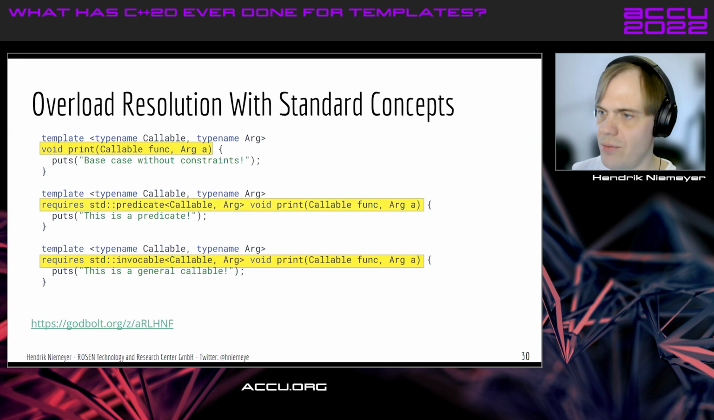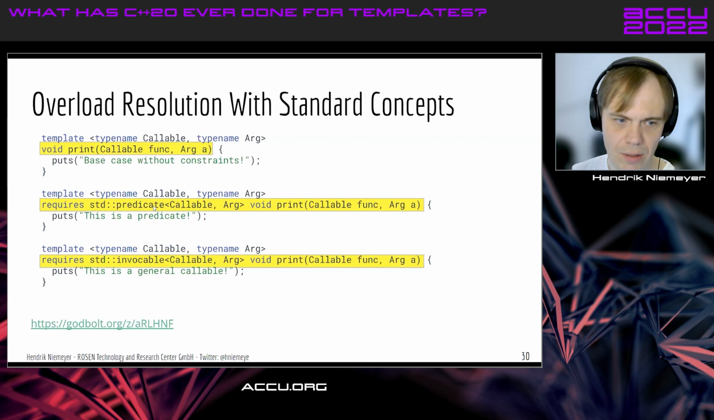And in the middle, we have a third overload, which checks whether this print function is a predicate. So this means that callable can be called with arg and it returns something like a bool. And here, all the stuff we've learned before with the subsumption of concepts also works. If we call this function template with something which is a predicate, then this will be called because of these subsumption rules, because a predicate is an invocable and something more.